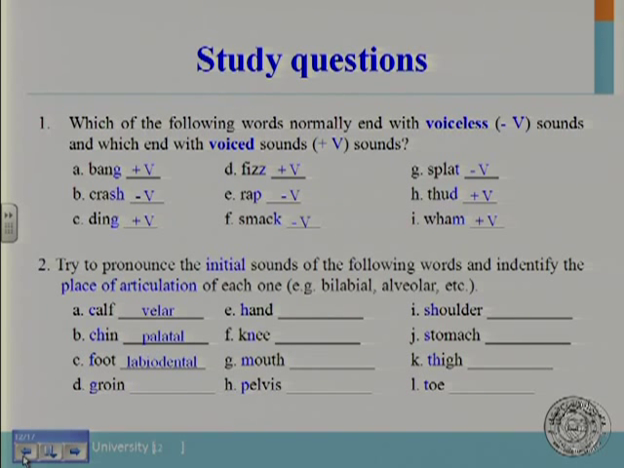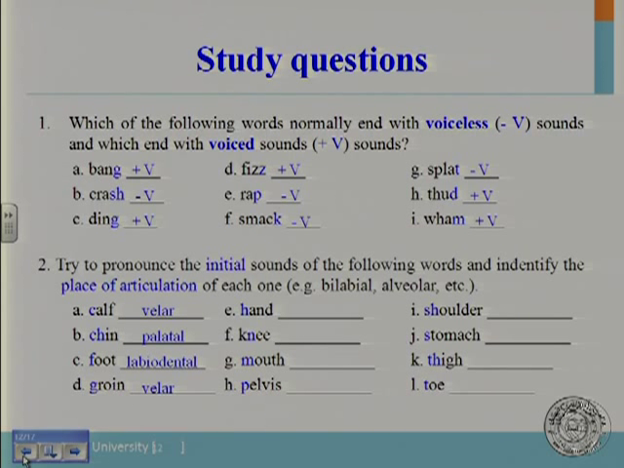Excellent. Now, letter D, groin. G. What is the place of articulation of this sound? The back of the tongue with the area which is called the velum. What is the name of this place of articulation? It is called velar.